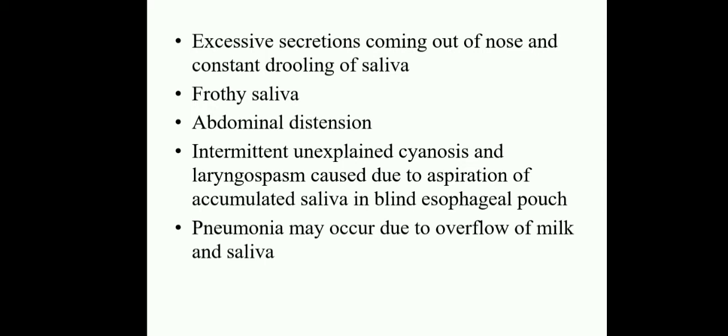Why is there consolidation? Because of the blind pouch in the esophagus, when the baby takes two or three sips, it overflows into the lungs, so some consolidation develops over the lungs. That is why the child has pneumonia. These are the clinical features of tracheoesophageal fistula.